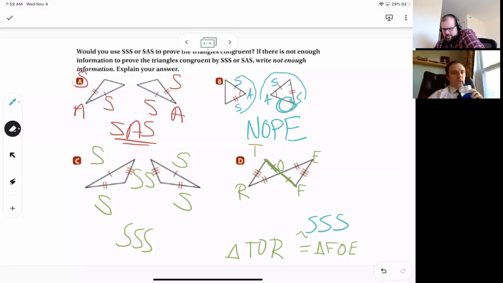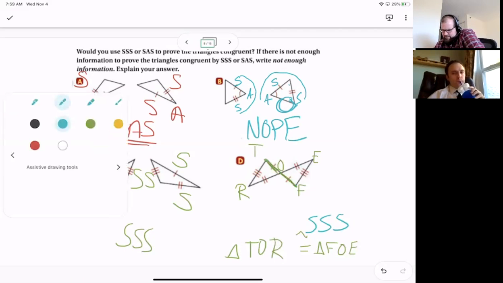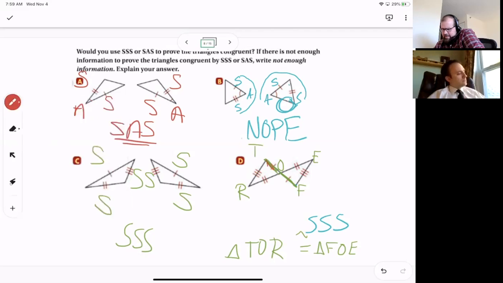I wanted to jump on something else for this one as well. I want to erase stuff first. If the first thing that you noticed is that these are vertical angles, this one could also be SAS, because we would have a side, then an angle, then a side, and that would be okay as well. So you're saying they didn't even need to give us TR and EF being congruent? Correct. Cool.